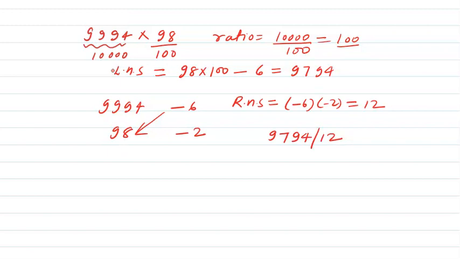We need to ensure that in the right hand side the number of digits should be equal to the number of zeros in the smaller base, and which is true in this case because the digits in the right hand side are 1 and 2, and here also we have two zeros in the smaller base. So the answer is 979412. Right? So I hope this is making sense to you.